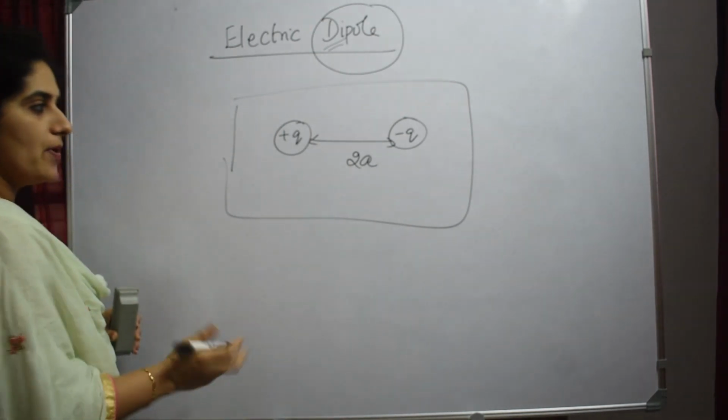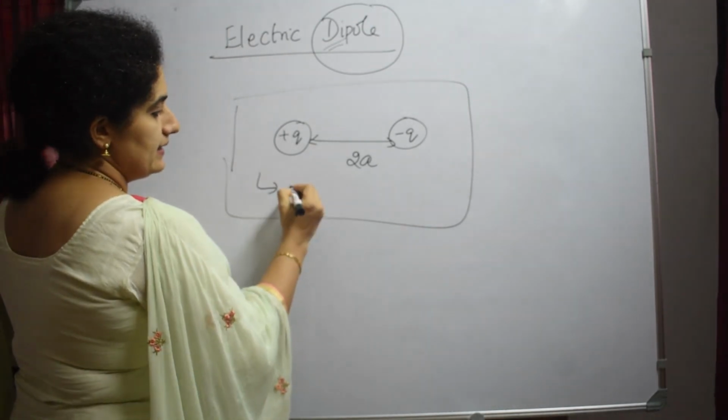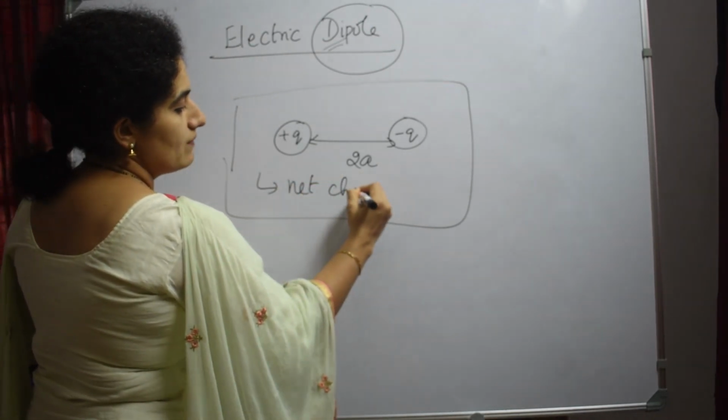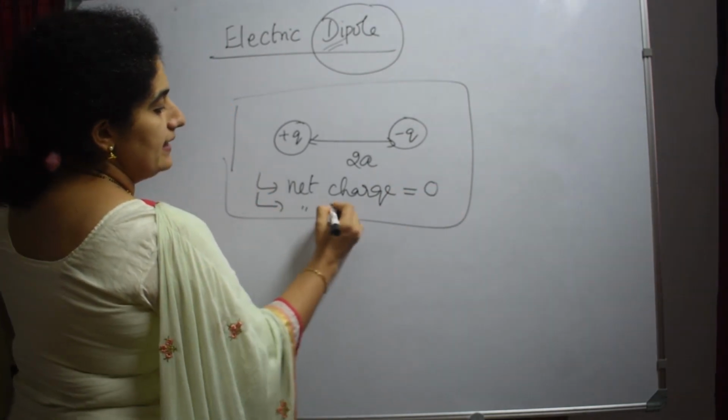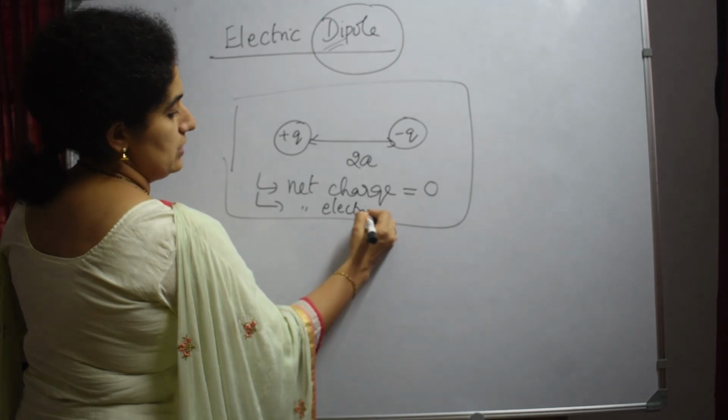Now here two points you have to keep in mind. That is the net charge. What will be the net charge? It will always be 0, but the net electric field will not be 0. Okay?